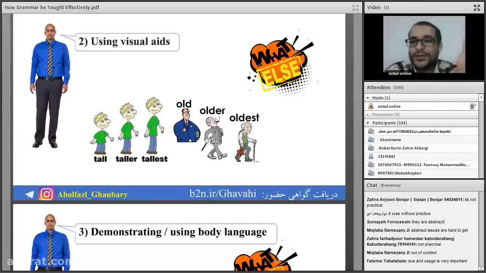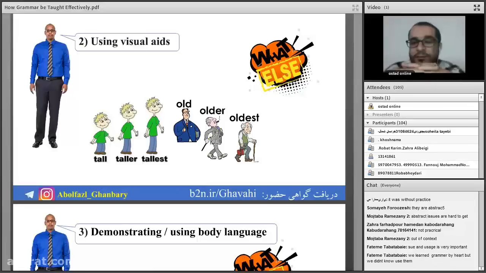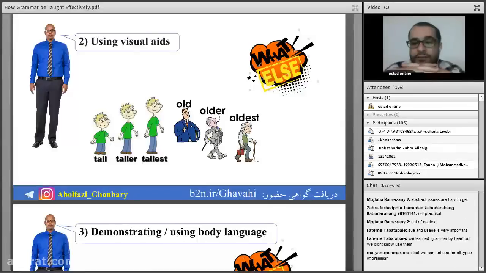And there is no need for explanation to say, children, write that the comparative adjective means this, the superlative means this.